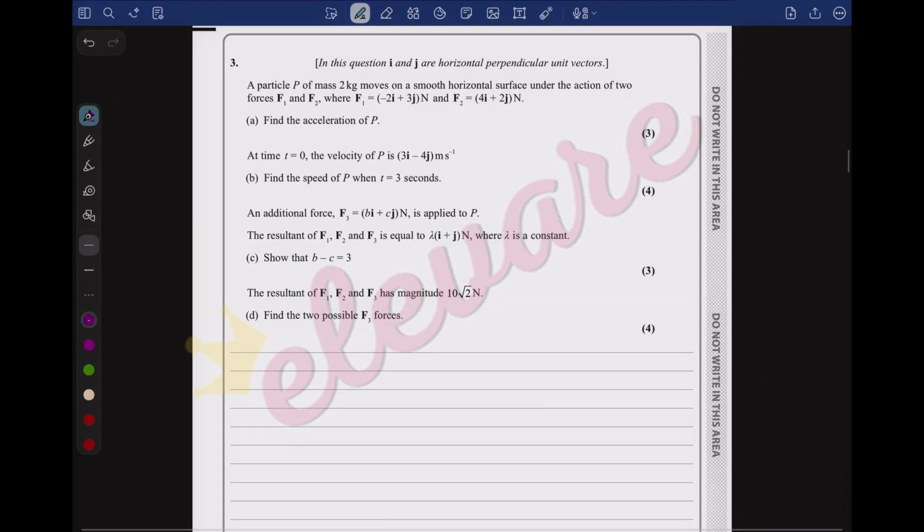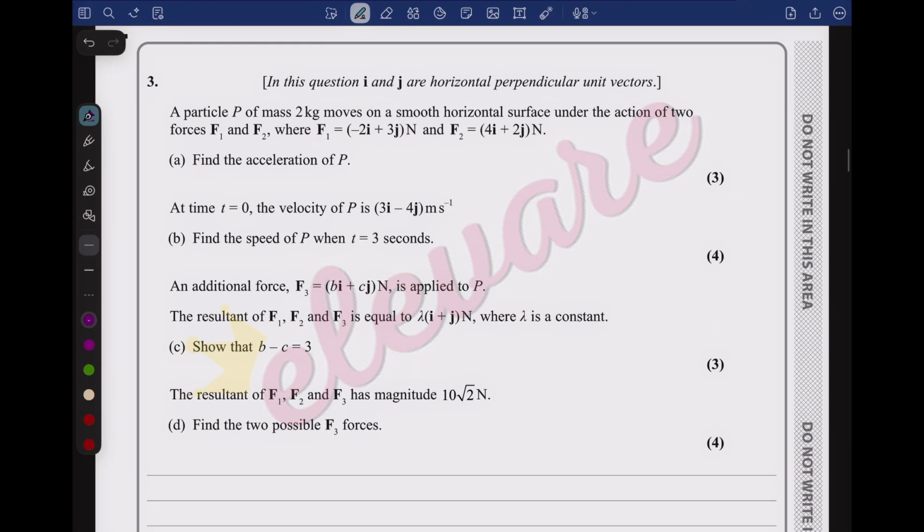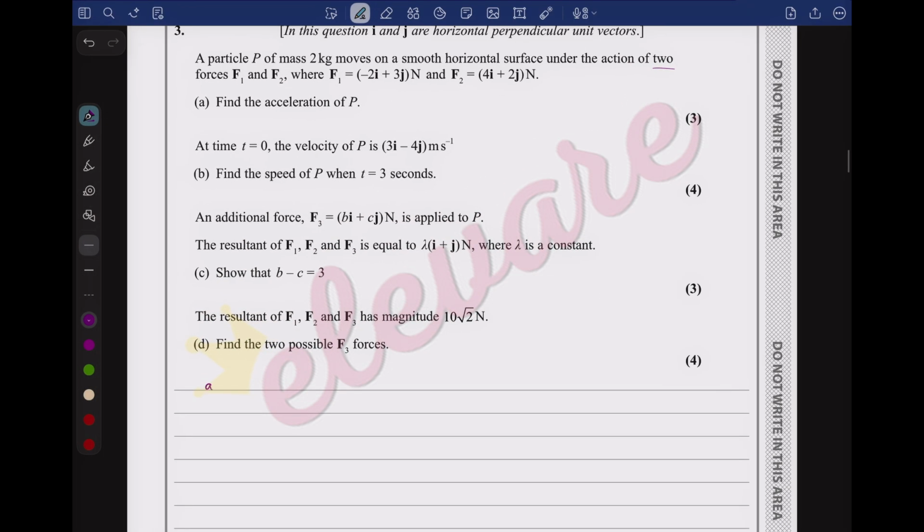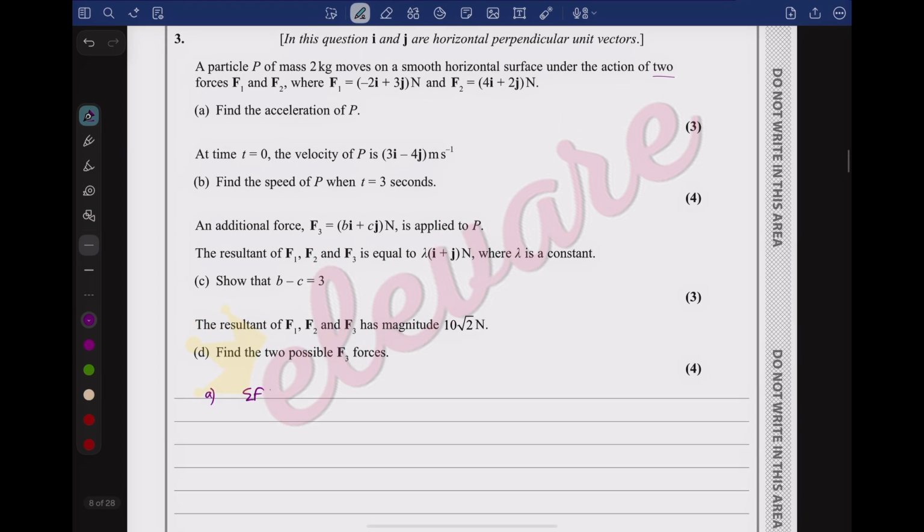Now, a particle p of mass 2 kg moves on a smooth horizontal surface under the action of two forces F1 and F2. We have to find out the acceleration of p. So this is probably the easiest question on this paper. Whenever you're dealing with force and acceleration, you almost always have to use Newton's second law, which is resultant force equal to the mass times acceleration.